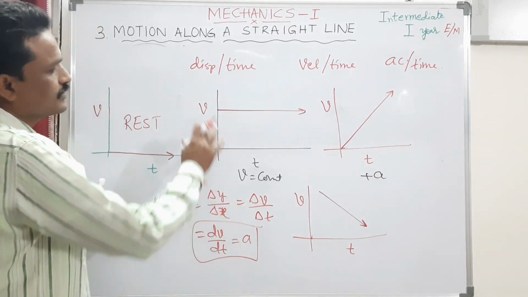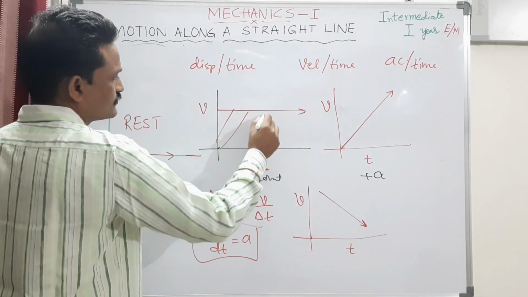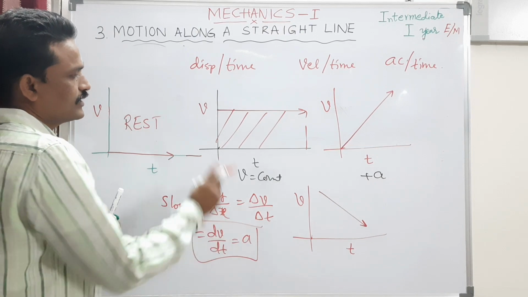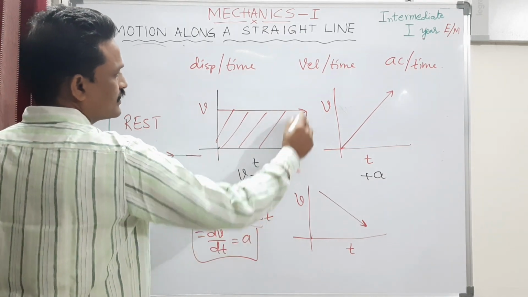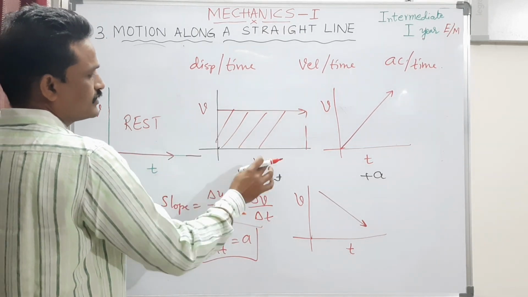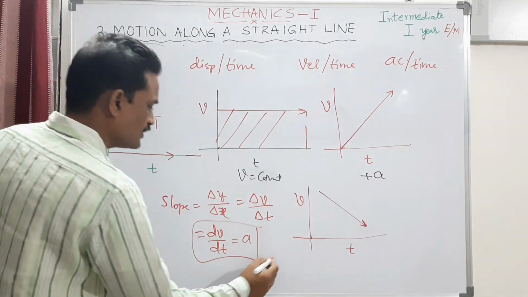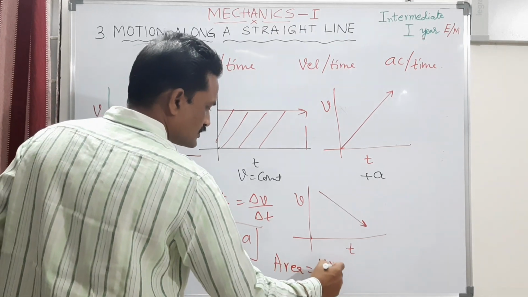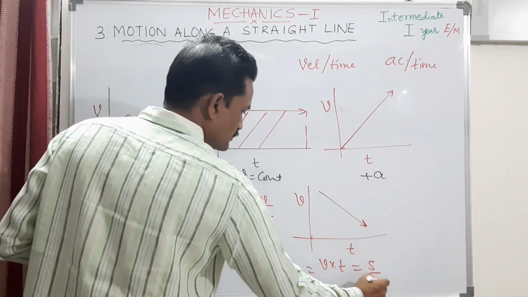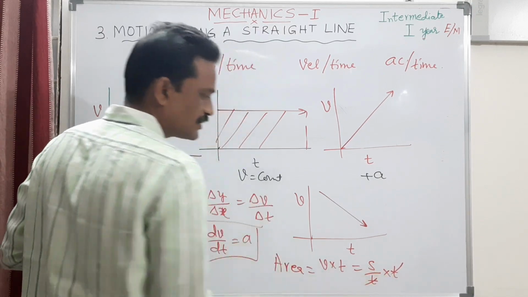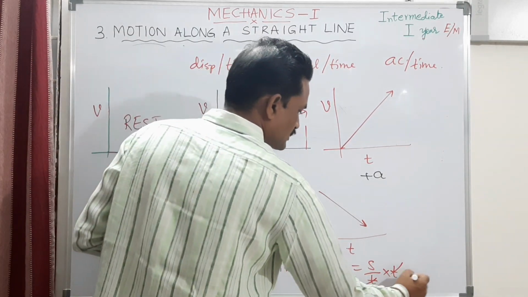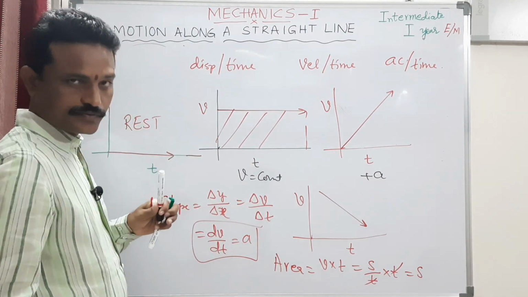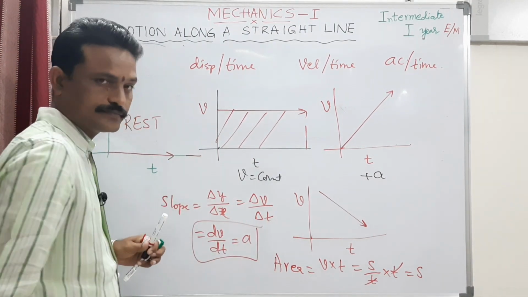Now the area under the v-t graph, suppose I want to measure this area. If it is a rectangle, length into breadth gives the area. So area is nothing but v into t. So area is equal to velocity into time. Velocity is displacement by time, into time. Time gets cancelled. So this is called displacement. The area under the velocity time graph gives displacement.